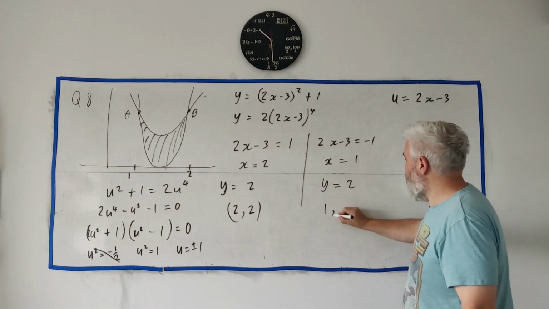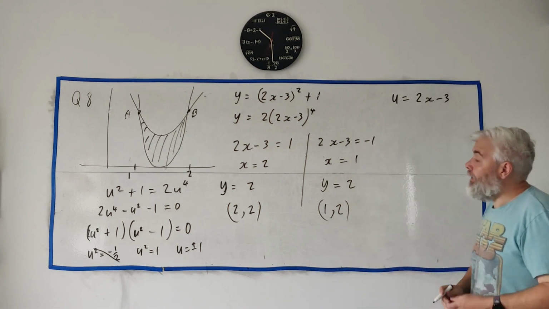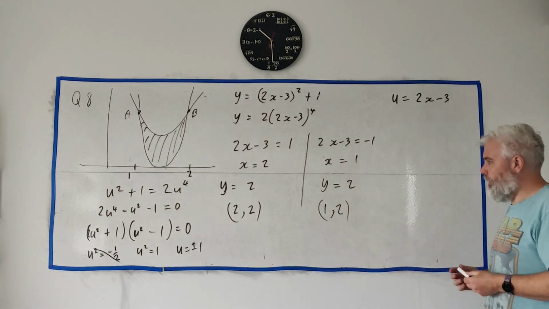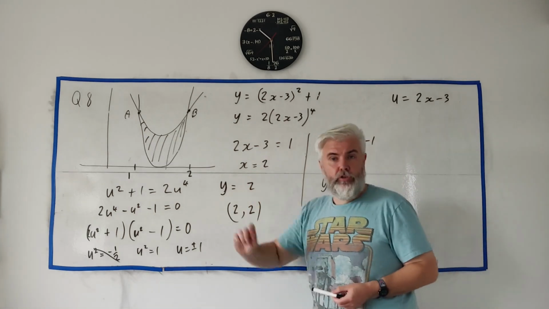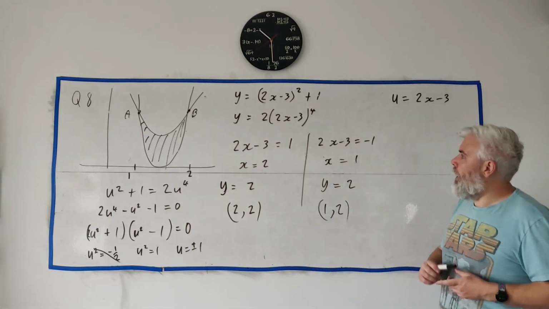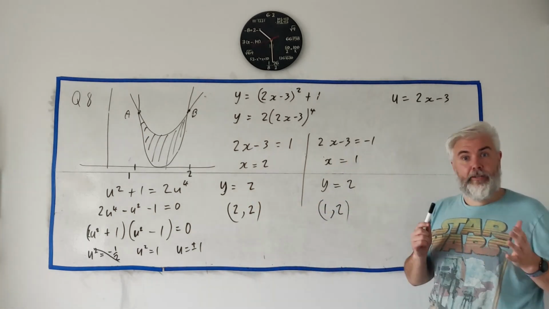So we get 1, 2. That is the answer to part A. That's both coordinates, 1, 2 and 2, 2. Let me go ahead and rub all this off and we'll start into part B.